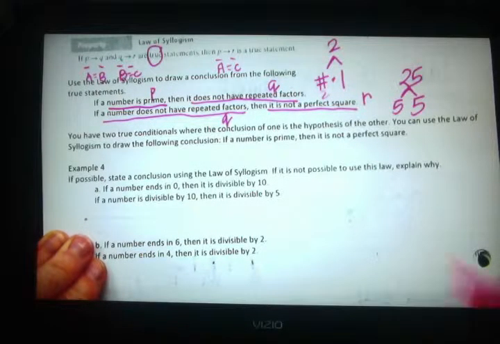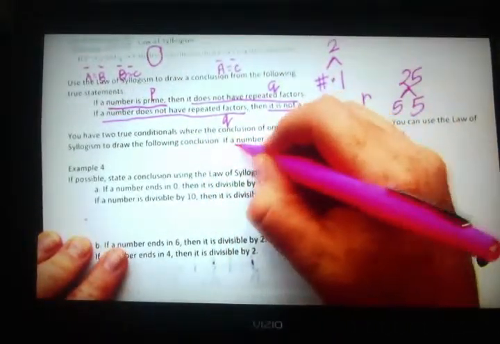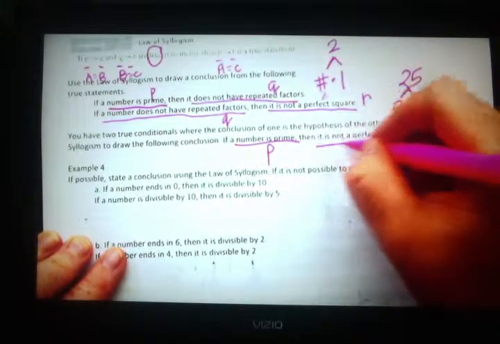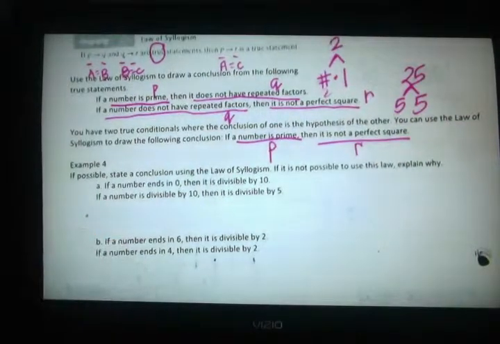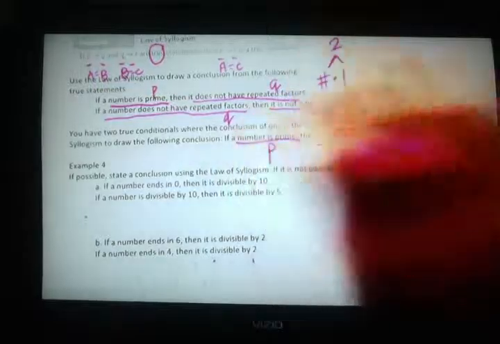So here they conclude that. You can use the law of syllogism to draw the following conclusion: if a number is prime, P, then it is not a perfect square, R. You know that's true. No prime can be a perfect square.